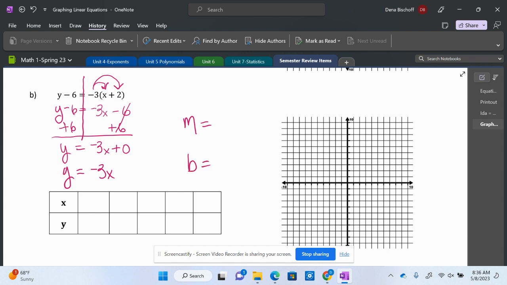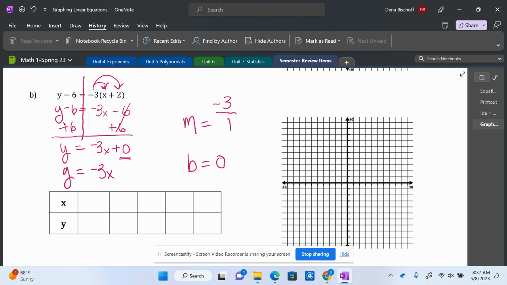So CC, what is the slope of my graph as a fraction? Yes, it's going to be negative 3, and I want it as a fraction, so I'm going to write it over 1. Daniel, what is my y-intercept? Where does this cross the y-axis? What's the b value? Do you know what that's called? It's called the origin, right? So my y-intercept is at 0.